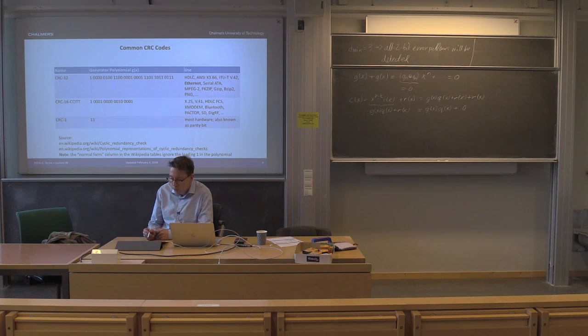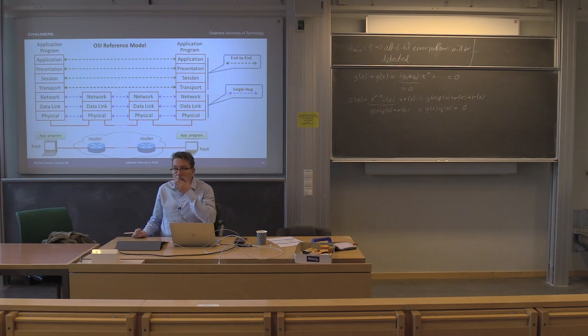The question was, what is the polynomial which is actually listed here? This is the generator polynomial known as g of x in the earlier slides, if you were confused about this. Now, going back to the good old OSI model.